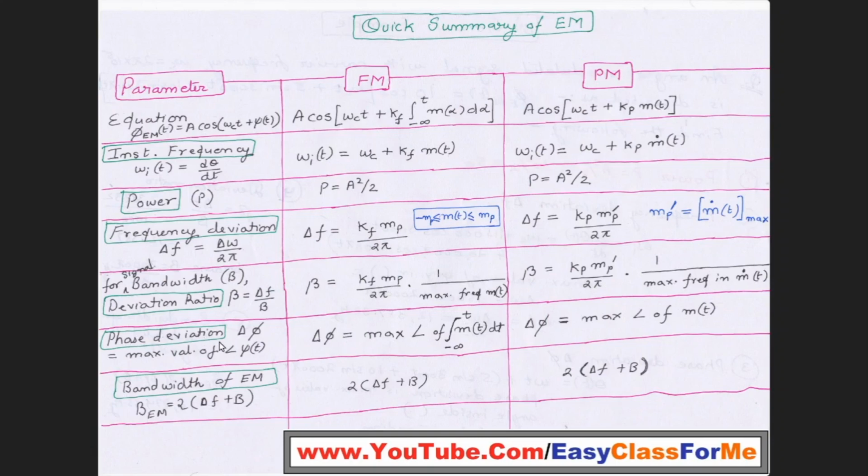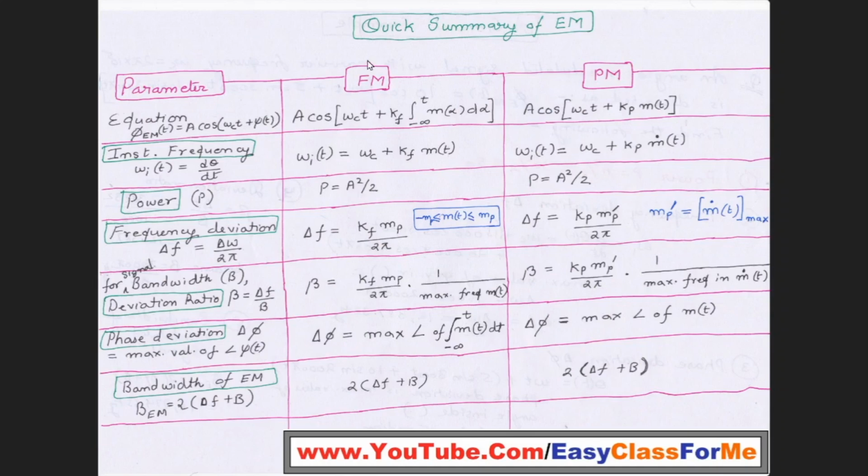Then you talk about phase deviation, delta phi. This phase deviation is the maximum value of the angle of psi(t). Now psi(t) is this. What is the maximum value of this angle? So phase deviation is calculated from the total angle in the original signal. It's not calculated from instantaneous frequencies. It's calculated from this complete angle, the portion that is apart from omega c t, that is, psi(t). So what is the maximum value of the angle of this?